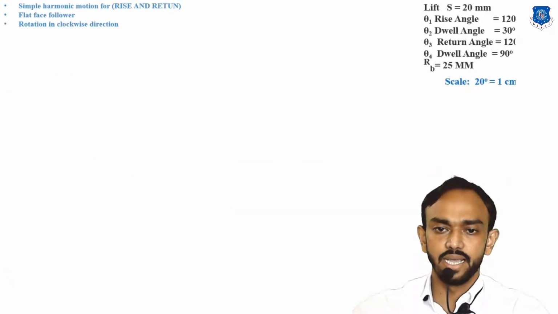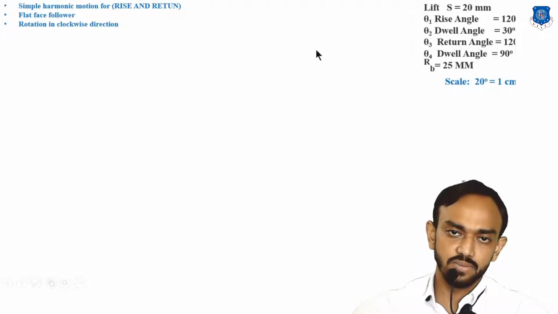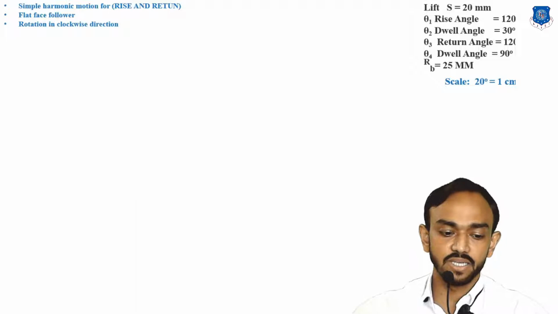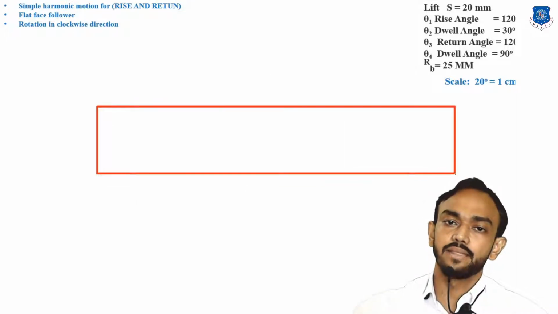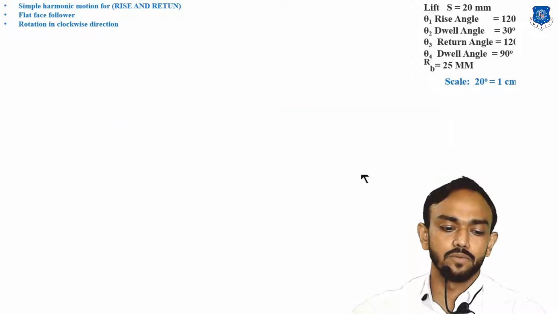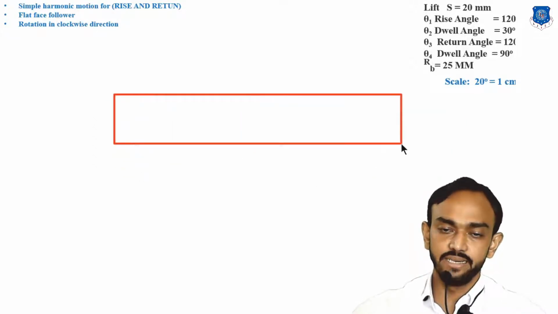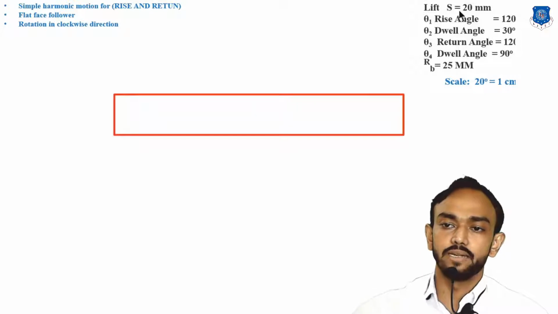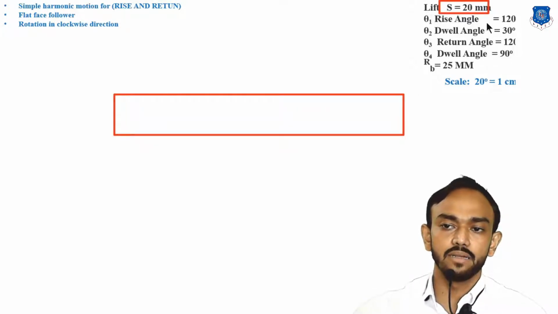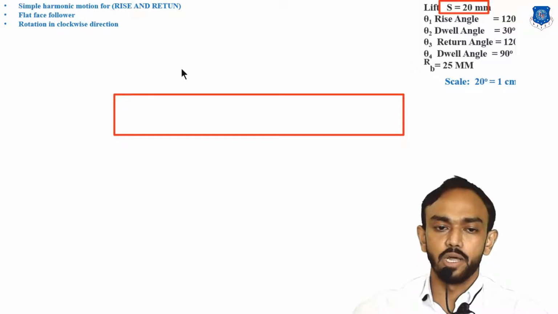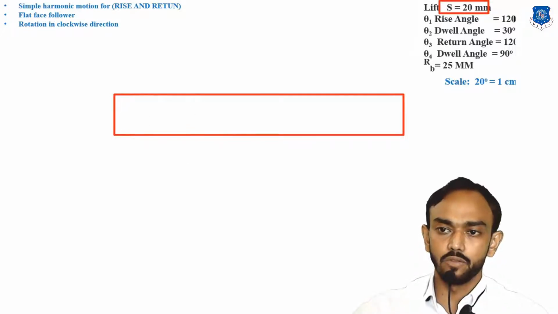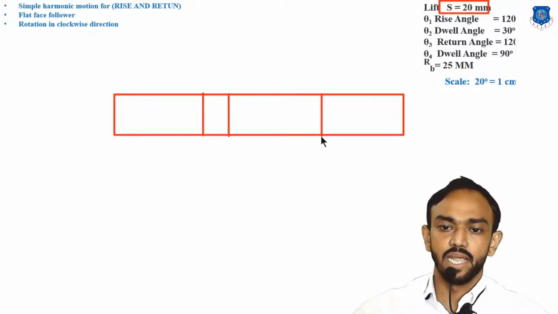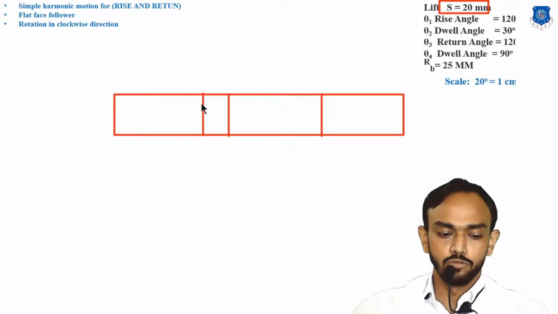This data is already there and we are going to make the displacement diagram. I am not wasting any time on the displacement diagram because we already know that. First make a rectangle whose length will be 18 and height will be 20, because the lift is given. After that, make partitions of this rectangle depending on the angles 120, 30, 120, 30. So it will be first 6 centimeter, after that 1.5, then again 6 centimeter and the remaining will be 4.5. This is the partition.